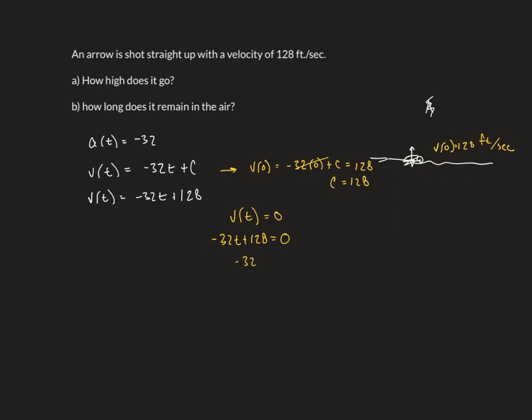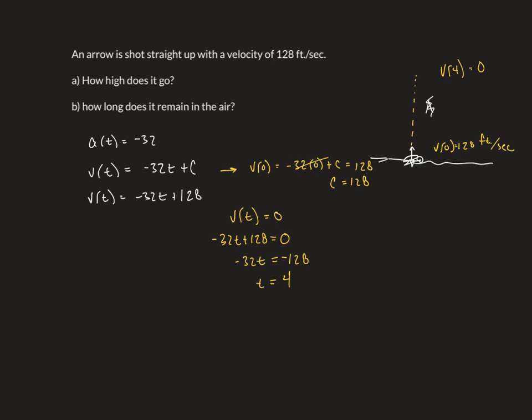So negative 32t equals negative 128. So t equals 4. So now I know that at time 4, the velocity is 0, and that's going to be the peak of the arrow. So we can keep moving here.